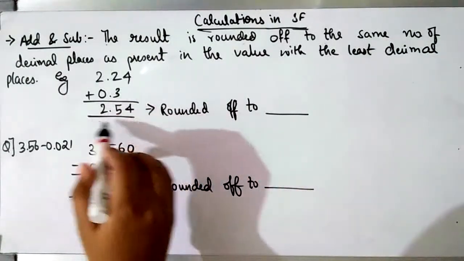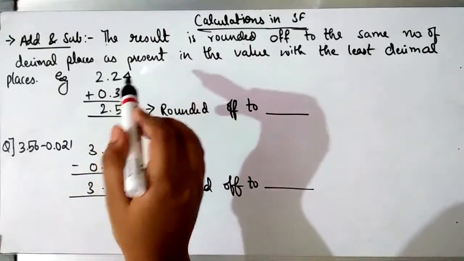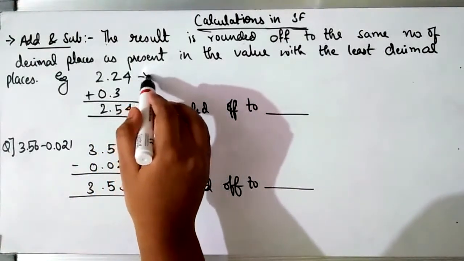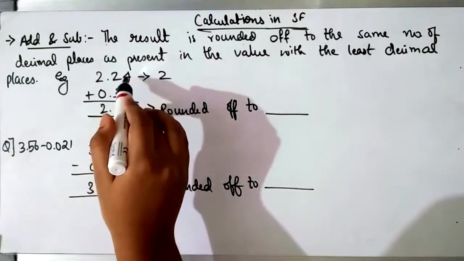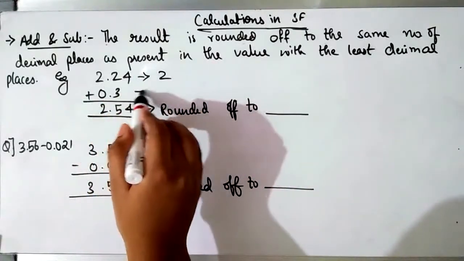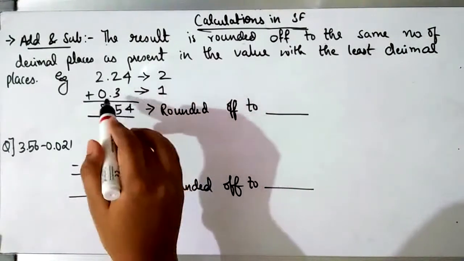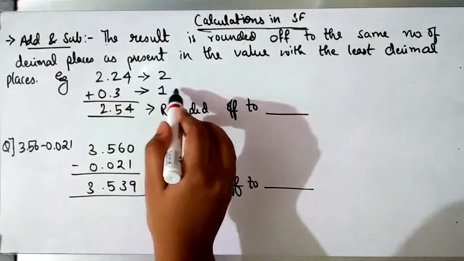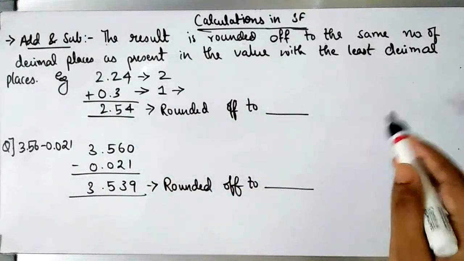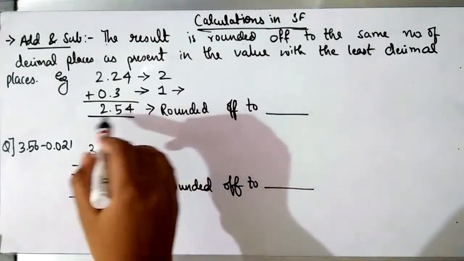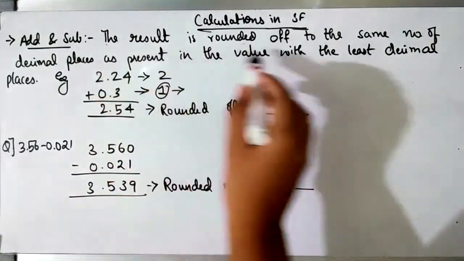Now this answer should be rounded off to the value which is having the least decimal places. In this you can see this upper value is having 2 decimal places, because after the decimal there are 2 numbers. Here we have got 1 decimal place because after the decimal only 1 number, so the least is 1. So the result also should be rounded off to 1 decimal place, because that is what the statement is saying.